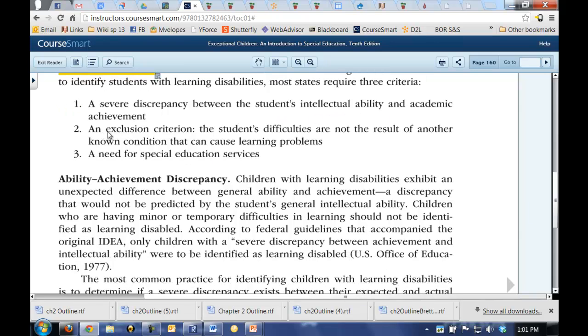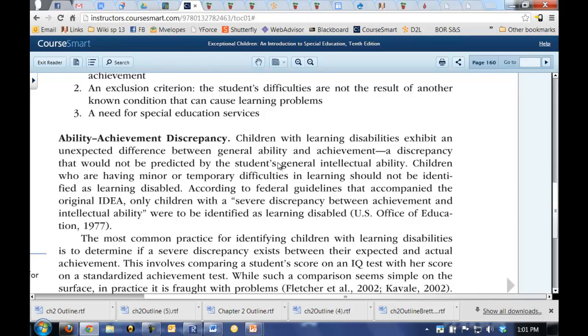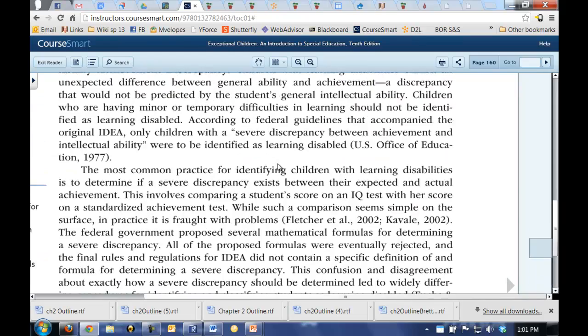and then exclusion. Students' difficulties are not the result of another known condition that can cause learning problems. And that's where you have to check that box I was just talking about. And then a need for special ed. And then it takes you through this here.